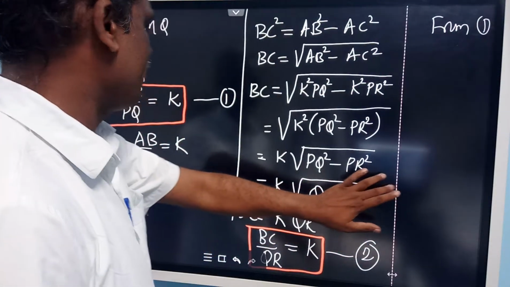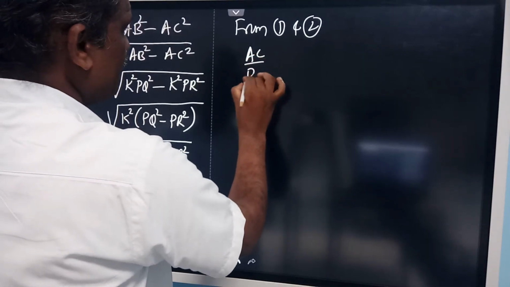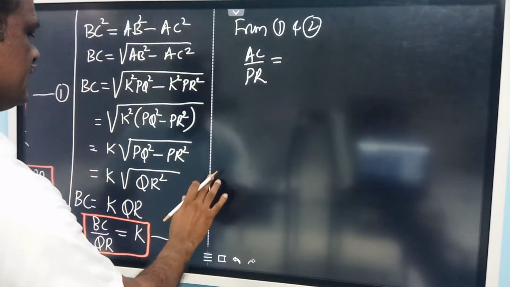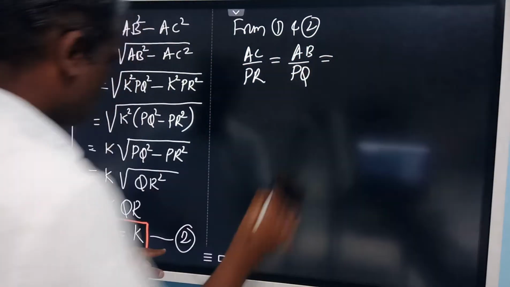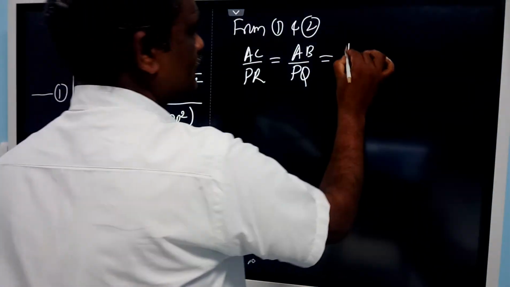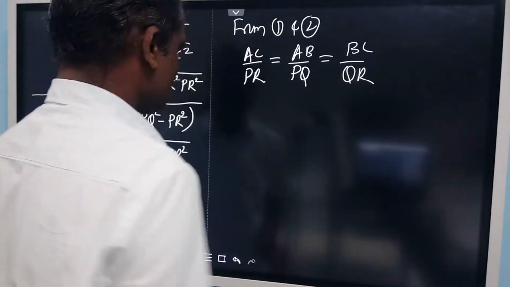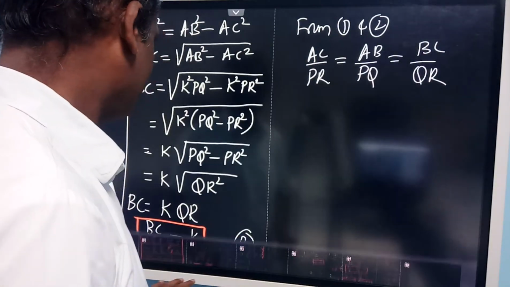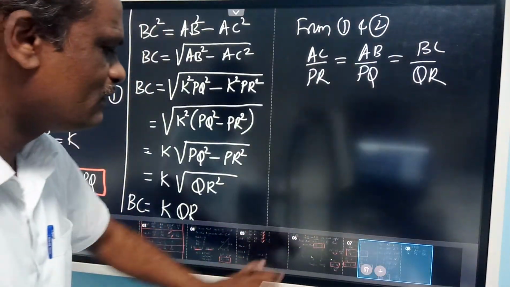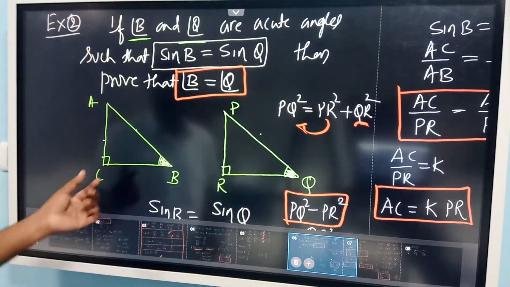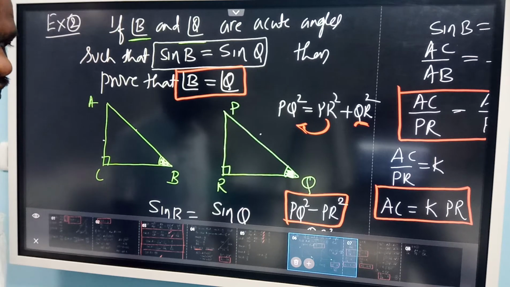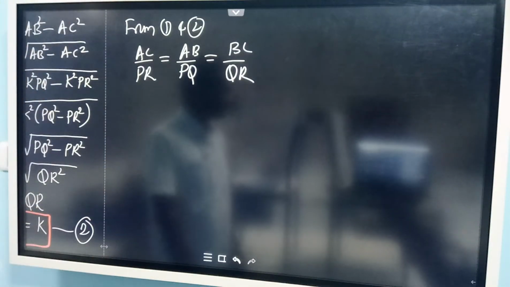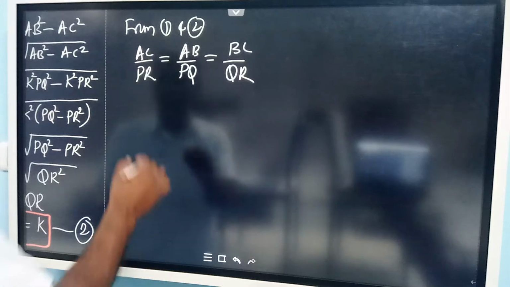So AC by PR is equal to AB by PQ, which is also equal to BC by QR. All these three ratios are equal. See, here we have two triangles. We got AC by PR, BC by QR, AB by PQ. All the three sides are proportional. You know the similarity of triangles: when the three sides of two triangles are in the same ratio, then the triangles must be similar.